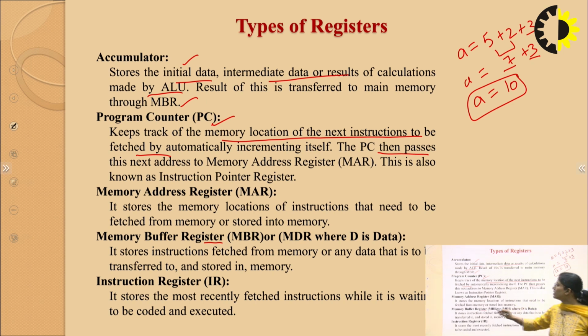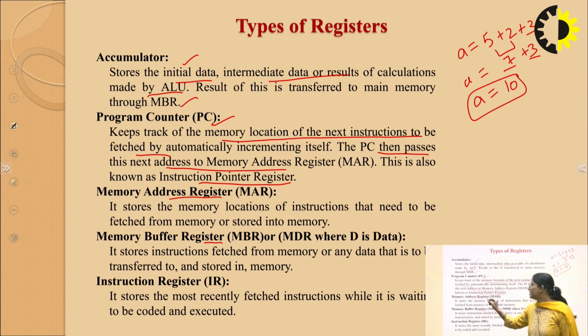The program counter then passes the next address to the memory address register. This is also known as the instruction pointer register. So another name of program counter is instruction pointer register. Whenever anyone asks what is instruction pointer register, don't get confused. Always write the answer of program counter.